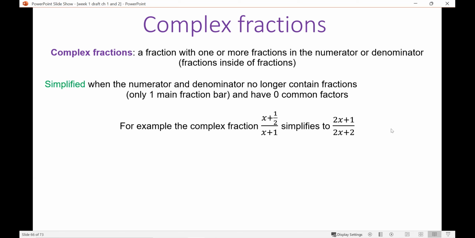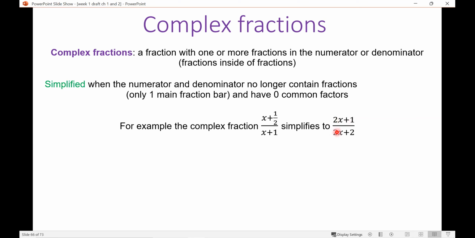And also, take a moment. If you're thinking, wait, what about the factor of 2 here? Think again. The numerator does not contain a factor of 2. The numerator's first term has a factor of 2, but 2 is not a factor of the entire numerator because this one does not contain a factor of 2. So the only factor in the numerator is 2x plus 1. That is a full factor. It cannot be factored any further.